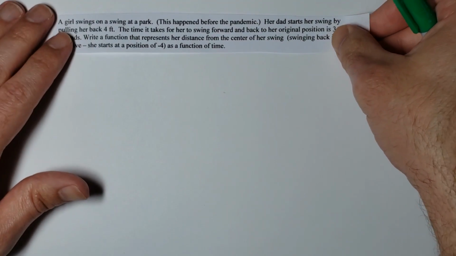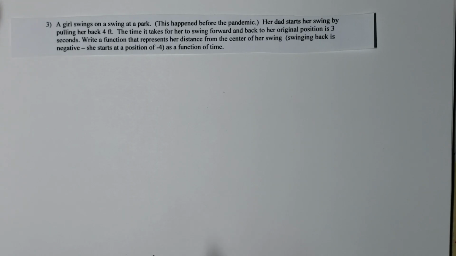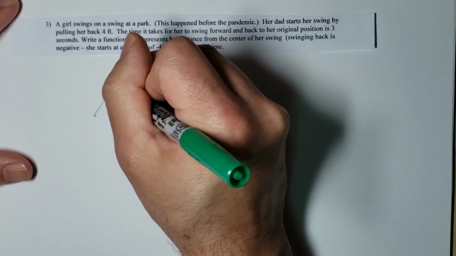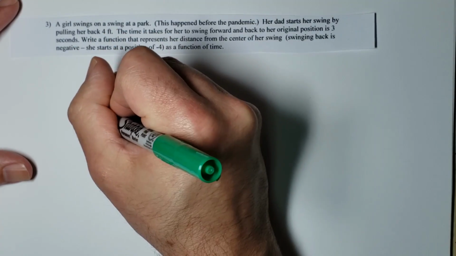Moving on to the swing problem. All right, so this girl is allowed to be in the parks because it's before the pandemic. Her dad swings her by pulling her back 4 feet. All right, so what we have, let's draw a quick picture here. All right, so here's the girl on the swing.